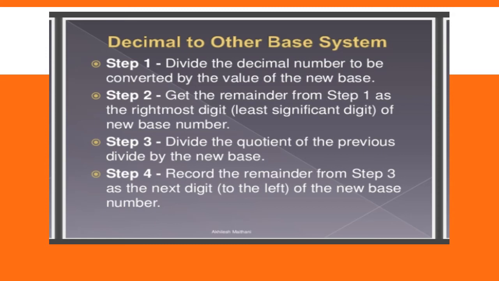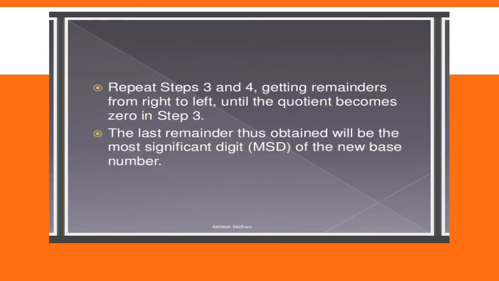Step 3. Divide the quotient of the previous divide by the new base. Step 4. Record the remainder from step 3 as the next digit of the new base number. Repeat steps 3 and 4, getting remainders from right to left until the quotient becomes 0 in step 3. The last remainder thus obtained will be the most significant digit of the new base number.